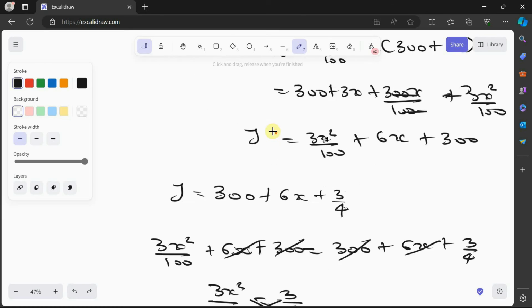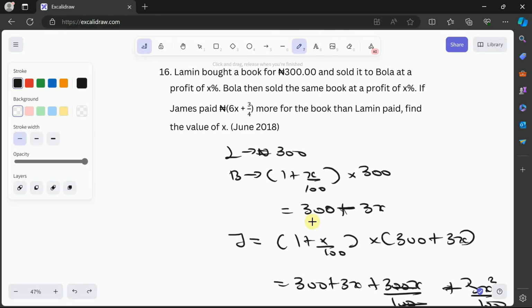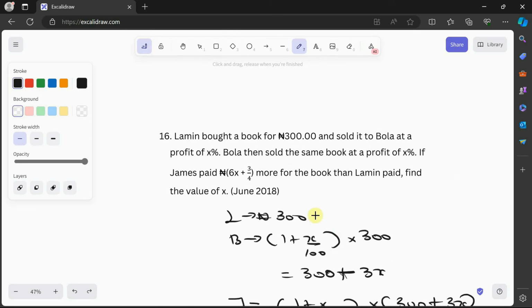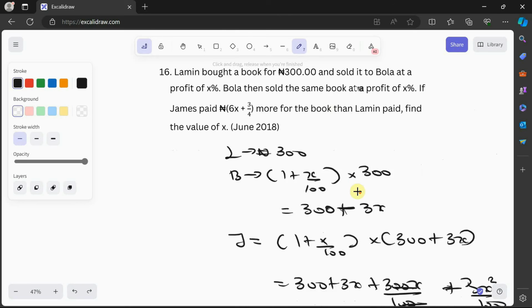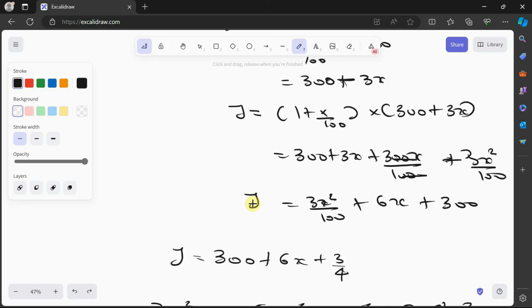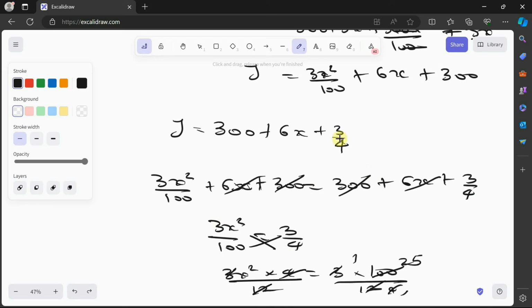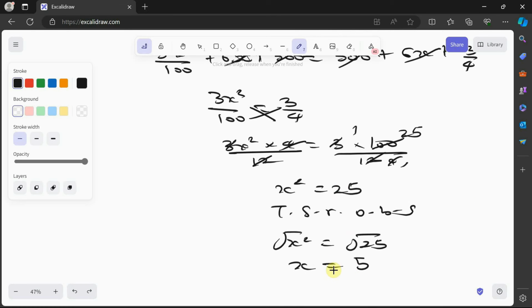So that's basically it. First things first, break down the question. We already knew that they didn't mention who Bola is selling the book to, so definitely the last person in this chain is James. That's how I knew it was James. Once I knew the formula for James, I got to the question, which says that James paid this amount more than Lamin. So I just put it. If this is the amount James paid, and this is also the amount James paid, then the right-hand sides should be equal to each other. So I just simplified the equation and then I had my x equal to 5.